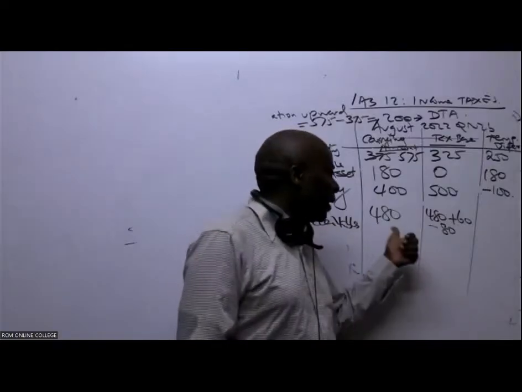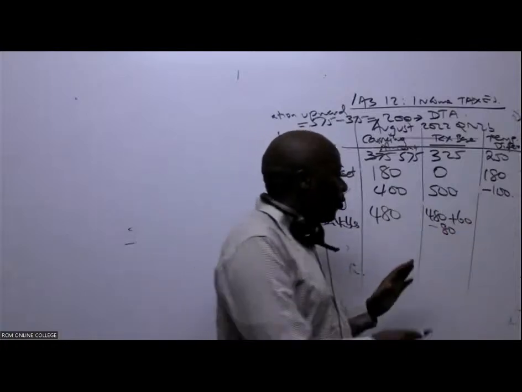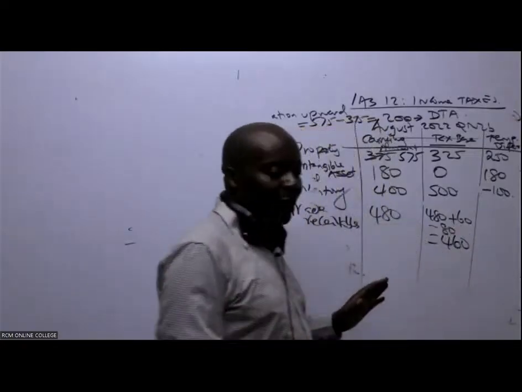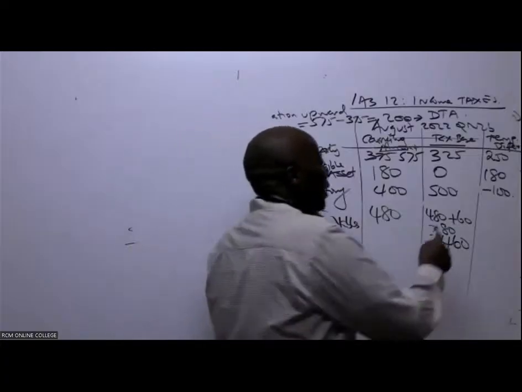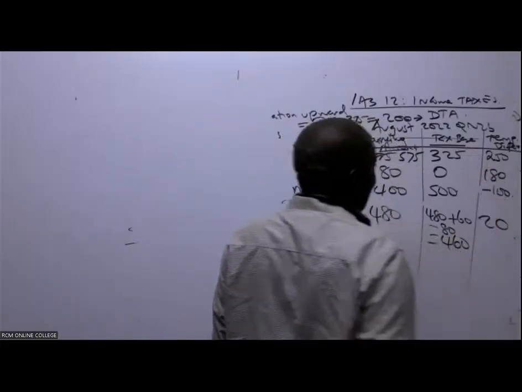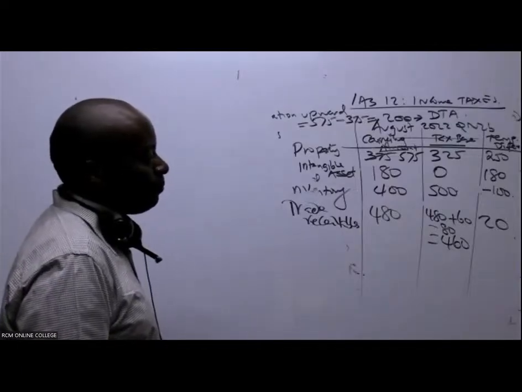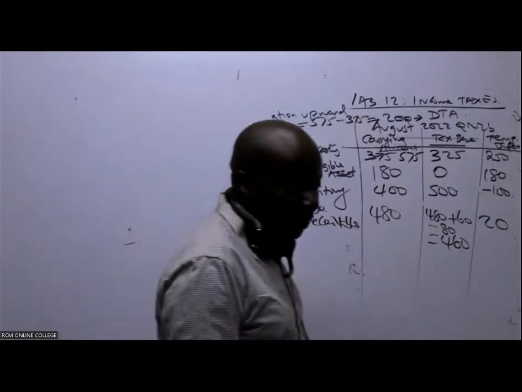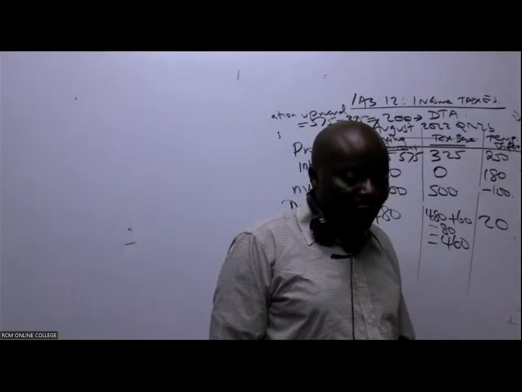But gains here, they're added. So gains we subtract. Somebody is giving me 460. So 480 minus 460 gives us a temporary difference of 20. That is trade receivables. So kindly repeat on the foreign exchange gain.